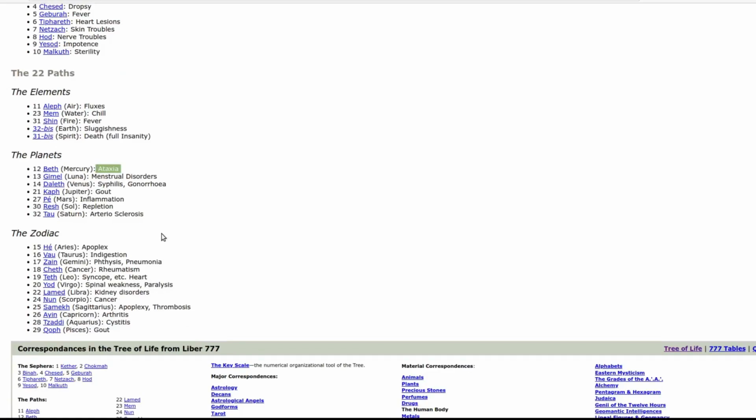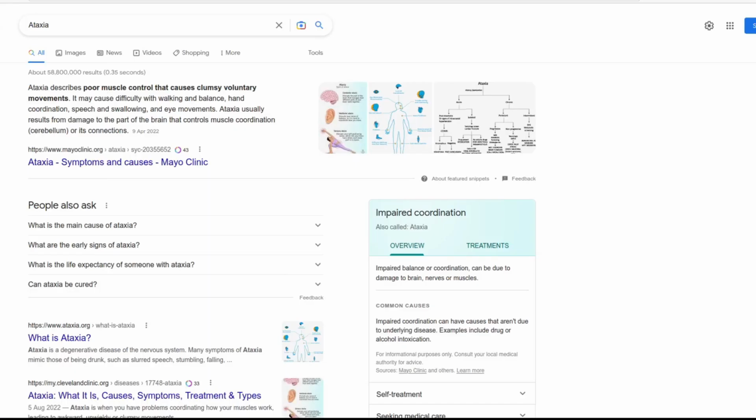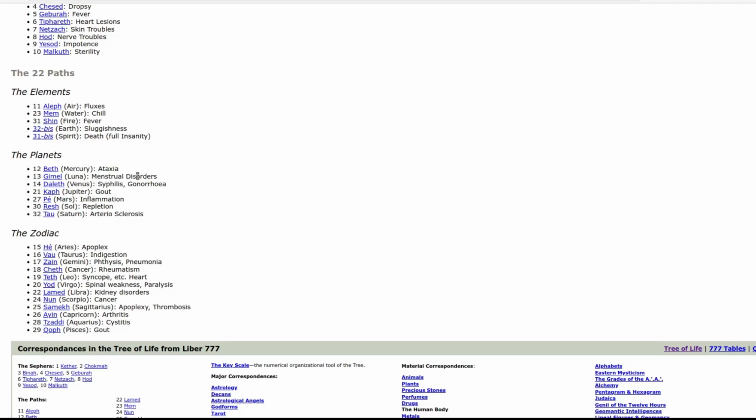Ataraxia, interesting, what is that? Poor muscle control, okay. So poor muscle control, Mercury. Lunar is menstrual disorders or any kind of prostate disorders. Venus is syphilis, gonorrhea, so sexual based illnesses. Jupiter is gout. Gout's like a crystallization of urea in parts of the body, kind of nasty.